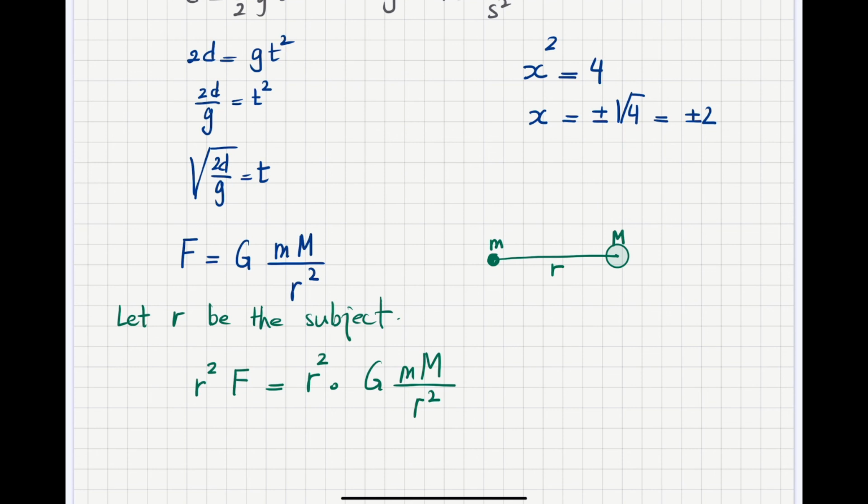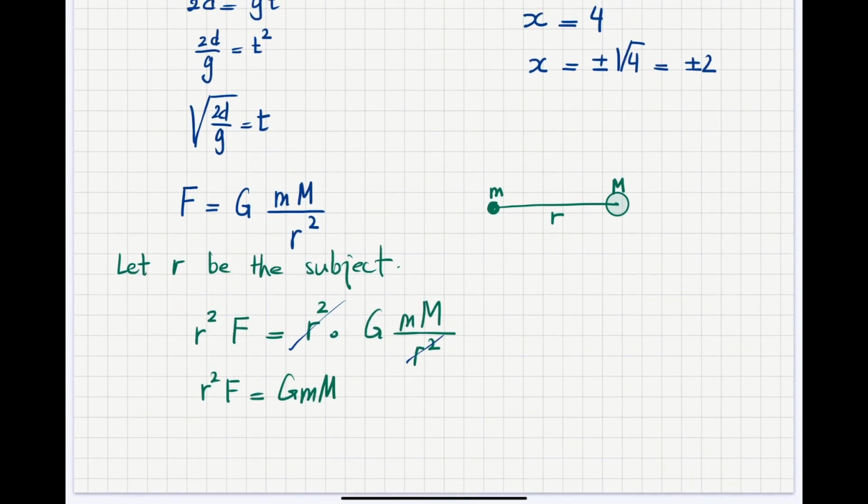So let me just do one more step. R squared F is equal to... now this one and that one are canceled. So what is left for me is G m M. Okay, then what, Sergey? Divide both sides by F, because the goal is to make R alone. So I divide by F. Let us do it in our head. What happens on the left? It becomes R squared. And what happens on the right? It becomes G m, capital M, divided by F.